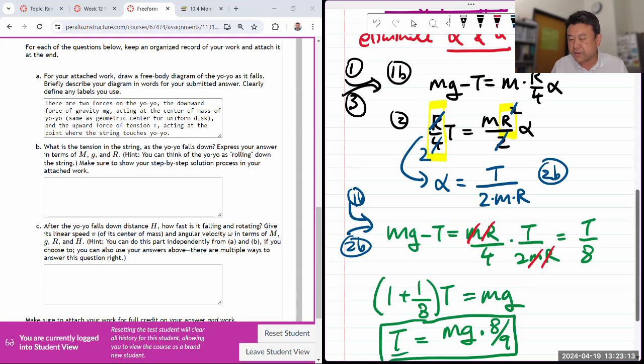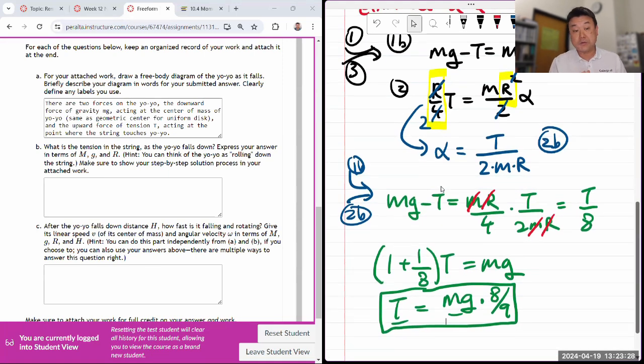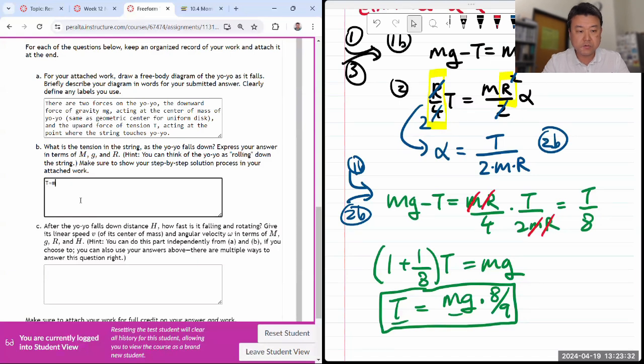That feels right, that at least that's the correct unit. And one thing that makes me feel comfortable is if the yo-yo wasn't falling down, T would be equal to mg. The yo-yo is accelerating down, so T is slightly less than mg. I think that makes sense to me. So the tension in the string is going to be equal to m times g times 8 divided by 9. And the rest is in the attached work.